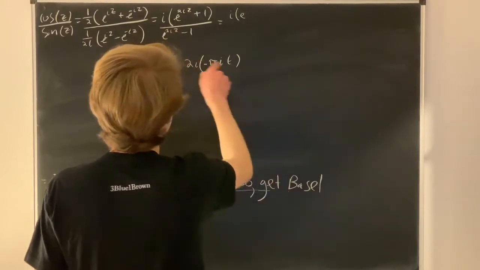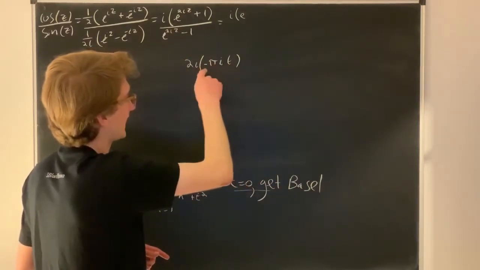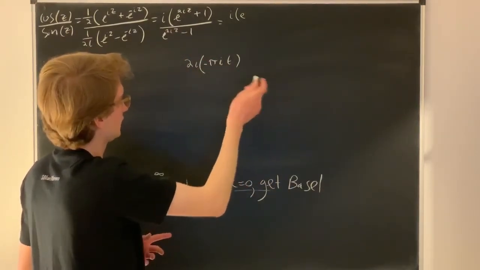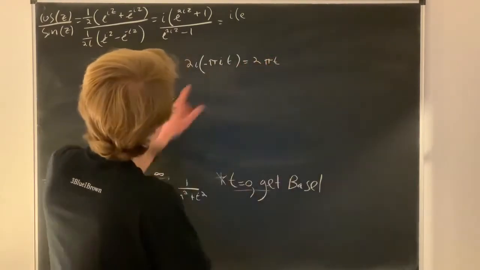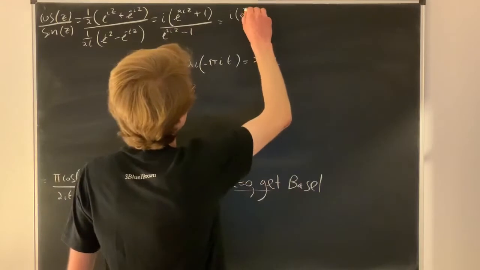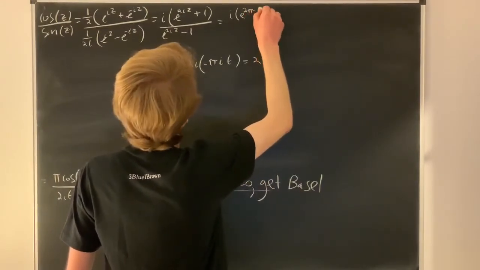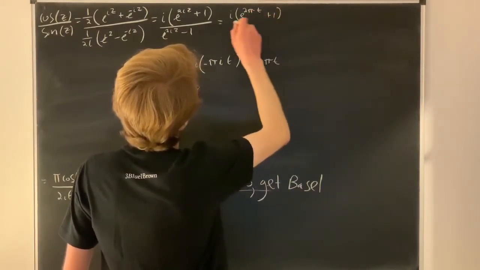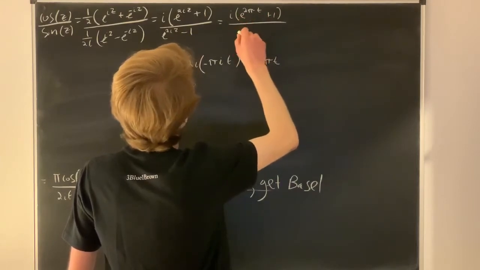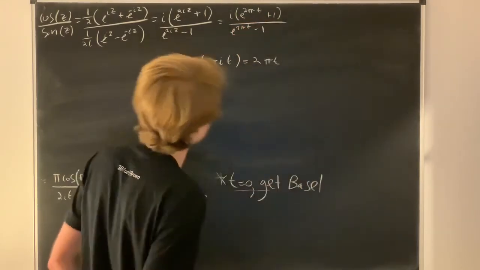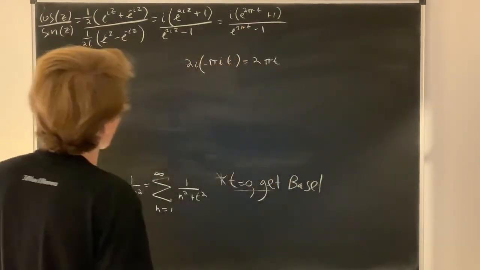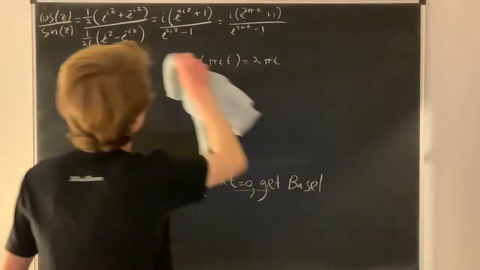So, i squared is negative 1, but times negative is positive. So it's simply 2 pi t. And so this is what the new exponent will be for these guys. 2 pi t plus 1 over e to the 2 pi t minus 1. Okay, and we can erase this.